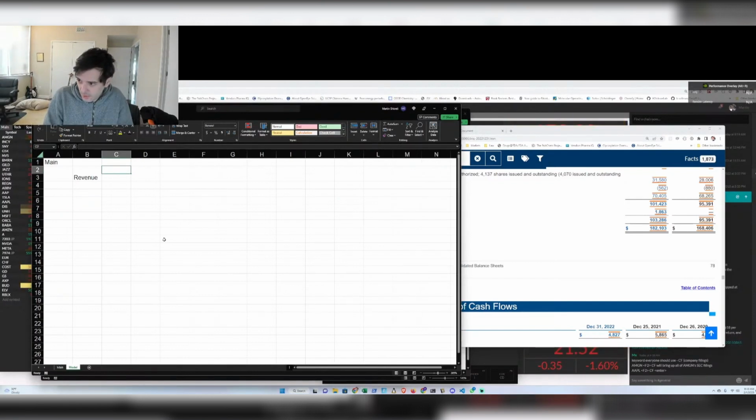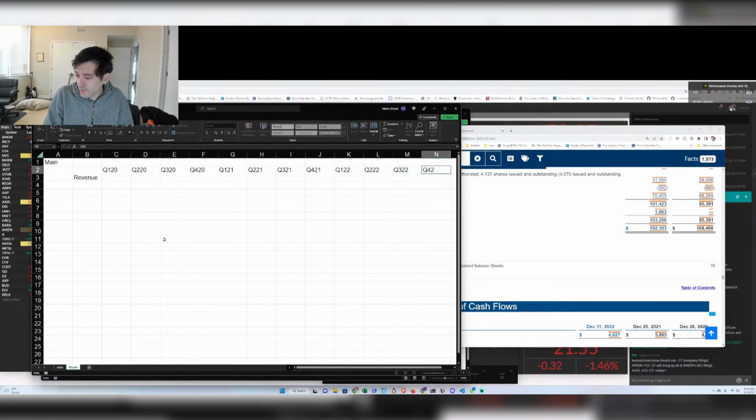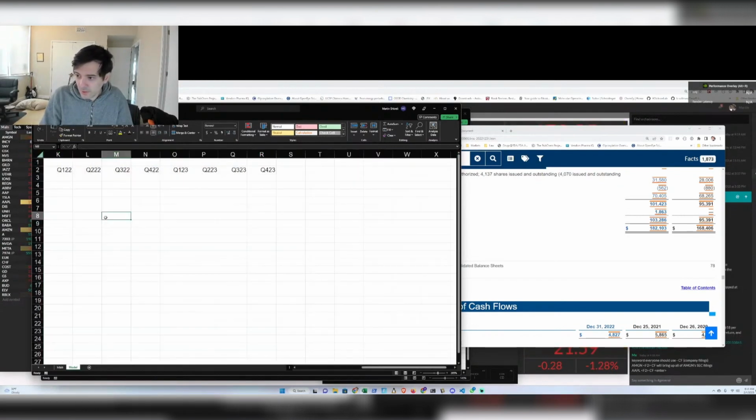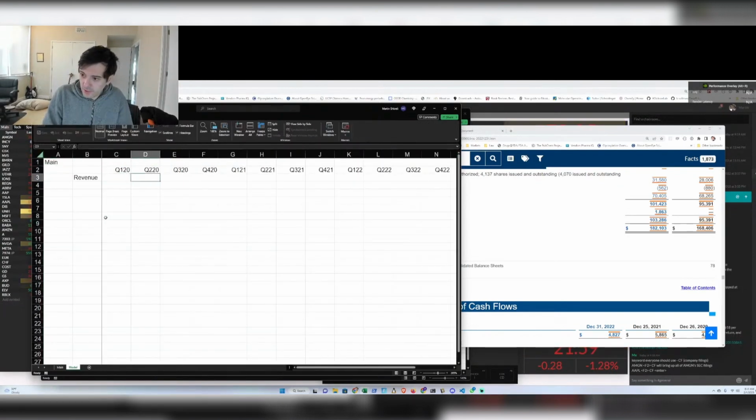All right, so now let's look at the income statement. We're looking at Intel, or InSmell if you're a juvenile, or if you just lost a lot of money on Intel and you're mad.